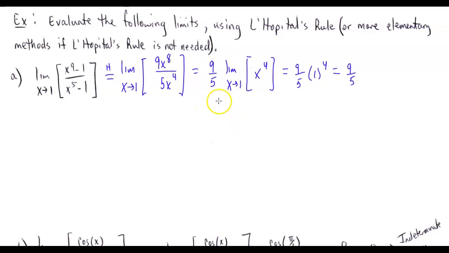And again, what this means conceptually is that if I were to look at a graph of this function, it would have a hole in it. And the location of that hole would be at the point (1, 9/5). I know that because I had that 0 over 0 outcome whenever I plugged in 1.